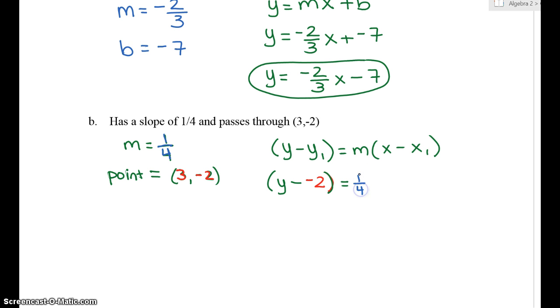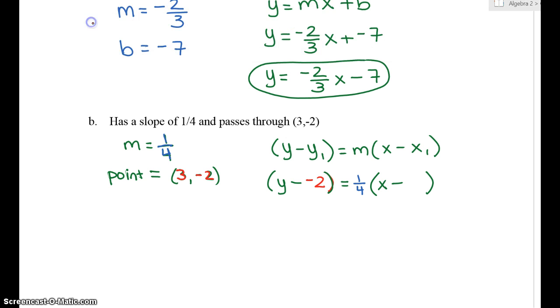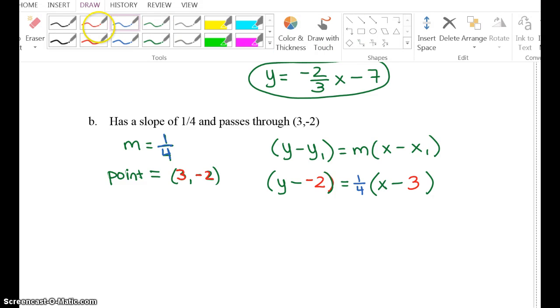So here it is, 1/4. Then we have a parenthesis, x minus, we close the parenthesis, but we need to put the x sub 1, which happens to be in red, and it's our 3. So that's what it looks like, but the problem says write it in slope-intercept form. Slope-intercept form is y equals. So we need to get the y by itself.